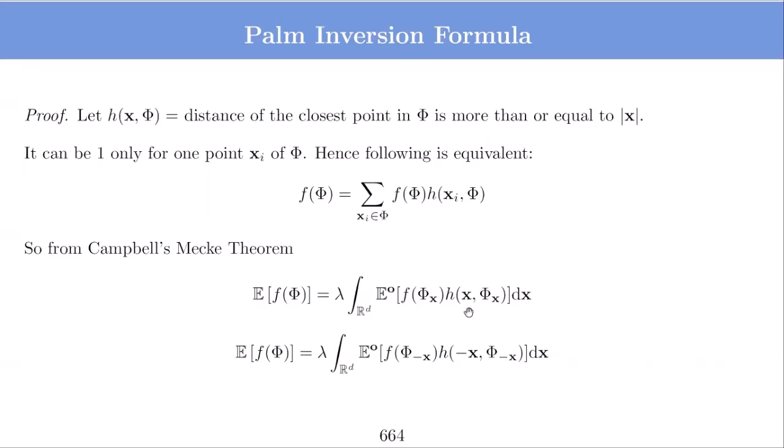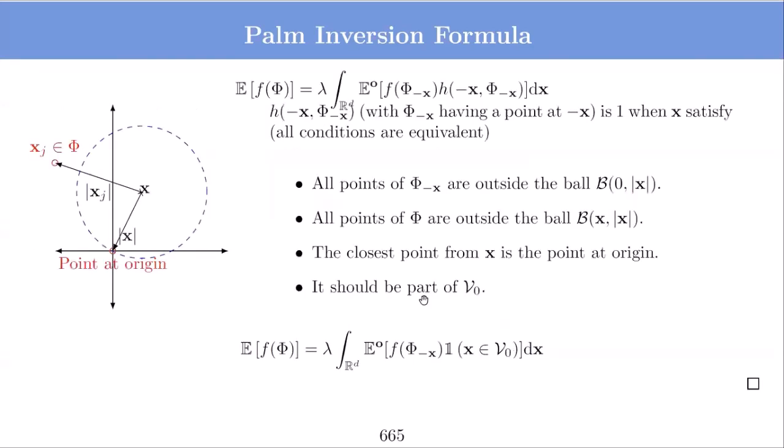This just means the same thing: you are integrating over all points and you condition on a point at the origin, then you shift the point process by minus x, and then you make sure that there is no point closer to the origin than x in the shifted process. So let us focus on this part, h(−x, Φ−x). There is a conditioning that there is a point at the origin in Φ, so there would be a point at minus x for Φ−x.